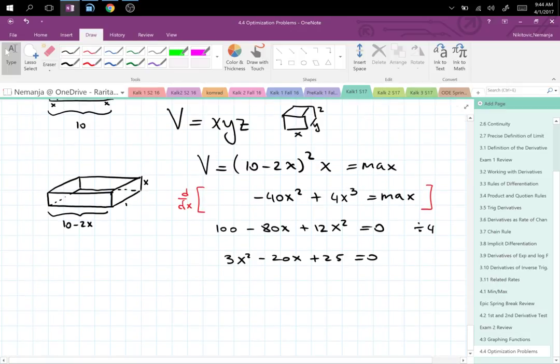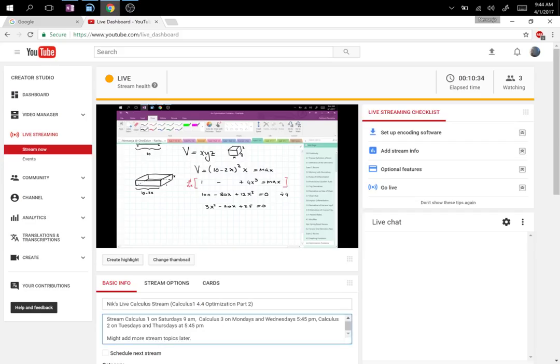So now to solve this quadratic equation, I have to get it off the... Yeah, anyway, let me just see. Is this working? Yep.